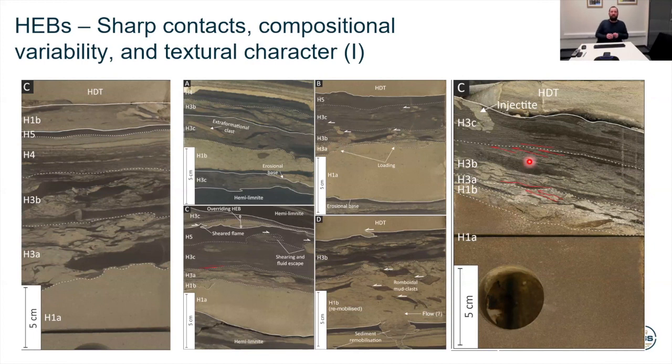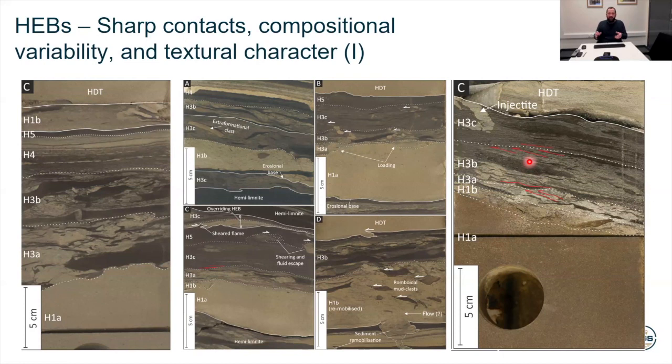So it says that you have different textures, different compositions across sharp boundaries. To my mind, I'm not sure how you'd explain that unless they were deposited as a result of one flow, but maybe different parts of that one flow, with some temporal separation, whether that be seconds, minutes, or what have you. I think that's to be discussed for another day.